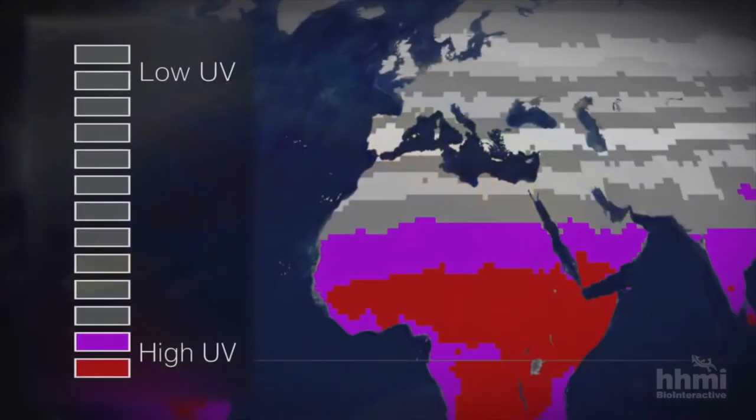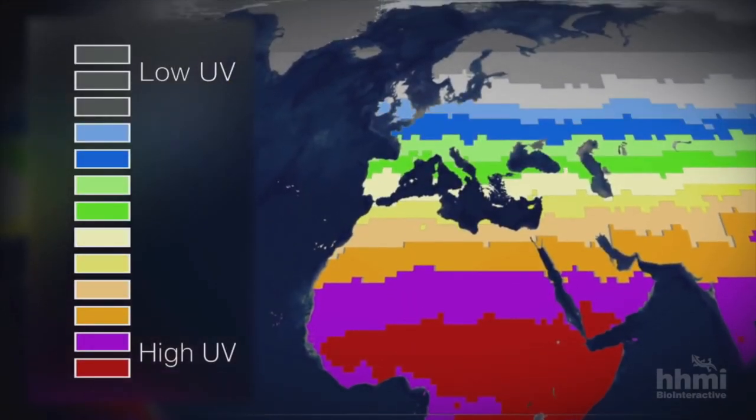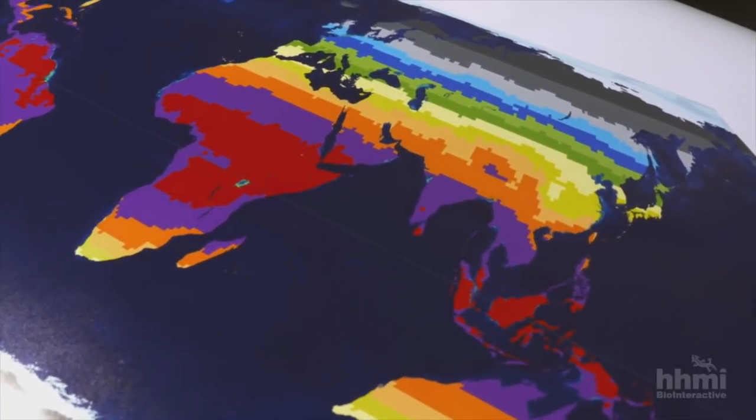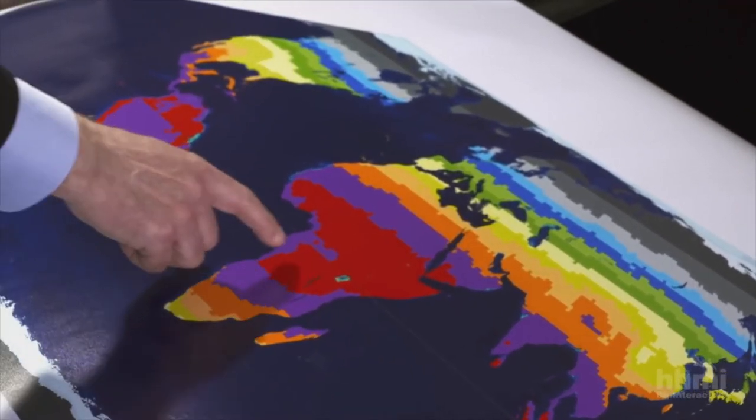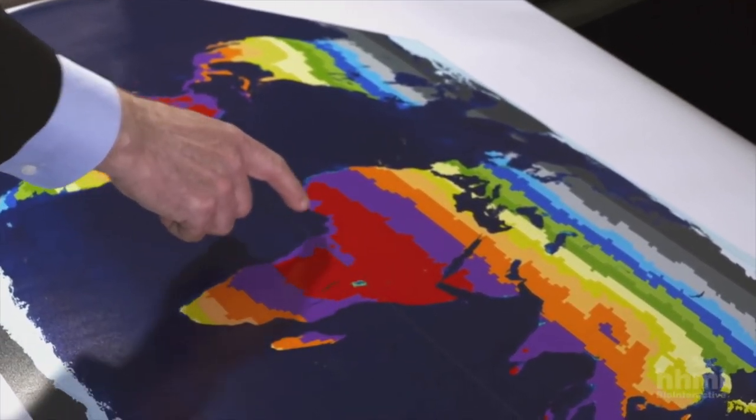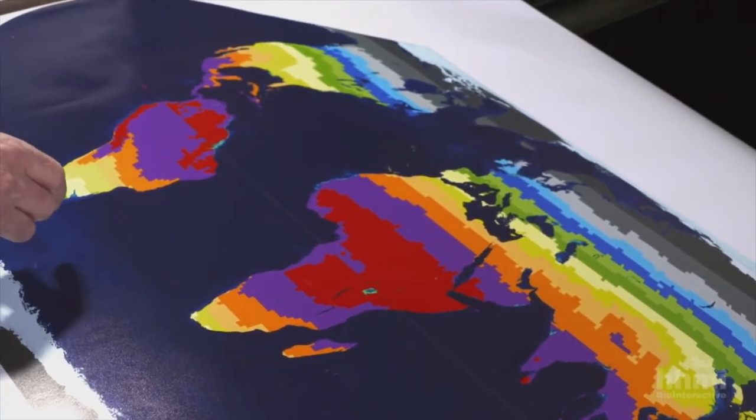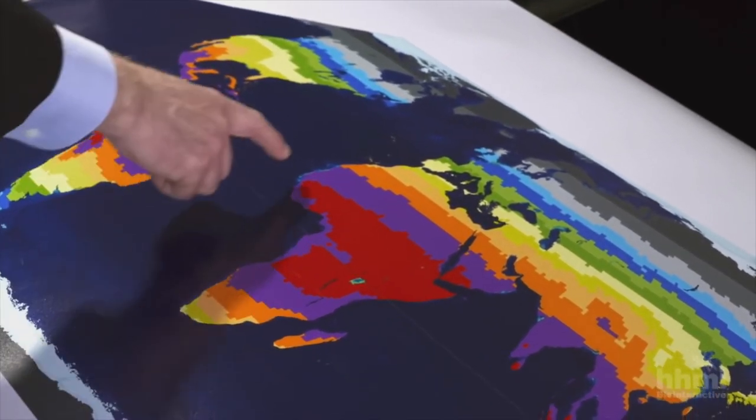Most striking was the clear gradient between the equator and the poles, which was interrupted only in places where altitude increased UV exposure. This is actually in the Tibetan Plateau. And persistent cloud cover decreased it. Congo Basin, so it's full of humidity and moisture, which is blocking the UV.